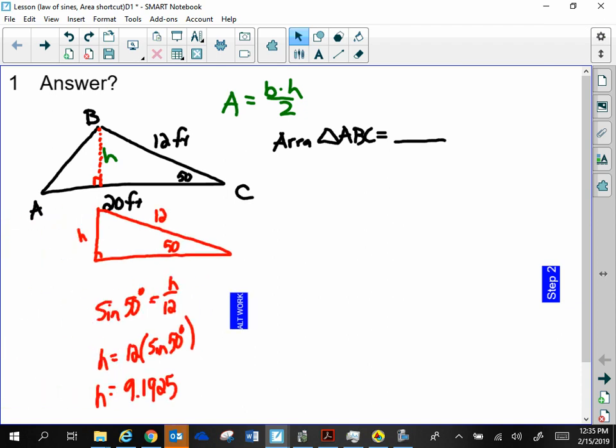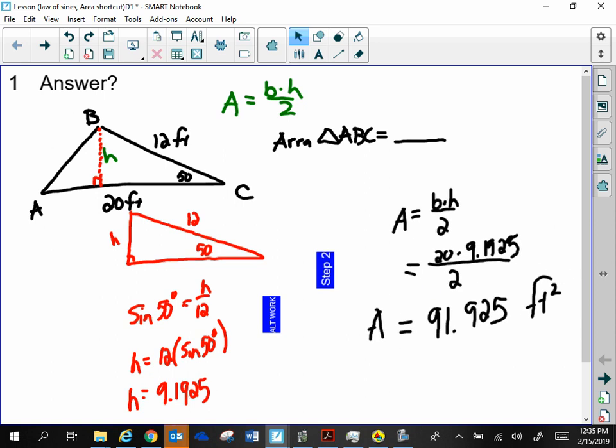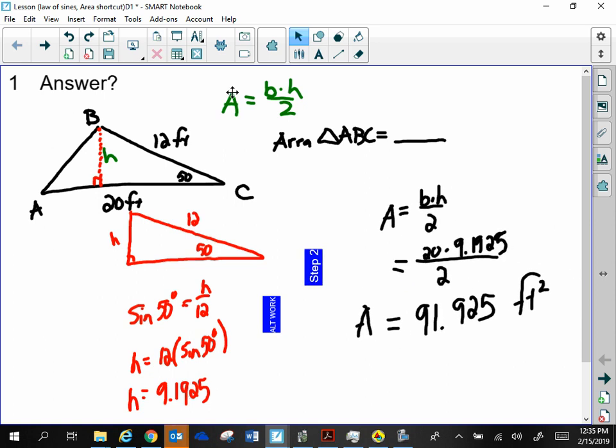I divided this up into 2 triangles. Right over here I found the height of this triangle to be 9.19 using the right triangle that I had there in red. I then used my area formula, base times height, divide by 2. Took that height of 9.19, times it by the base of 20, finally divided that by 2, and I got 91.925. Remember this number, because I'm now going to show you the shortcut.